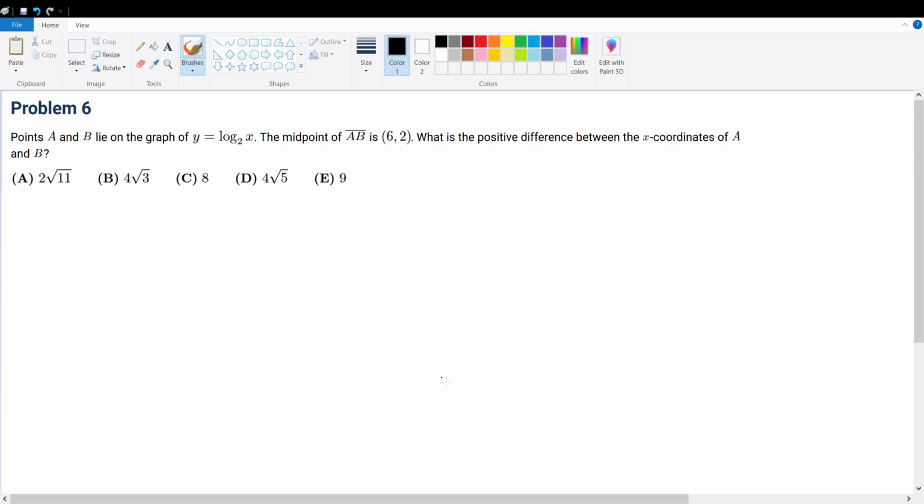Problem 6. Points A and B lie on the graph y equals log base 2 of x. The midpoint of AB is (6, 2). What is the positive difference between the x coordinates of A and B?